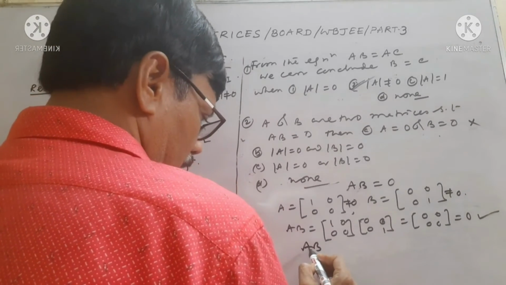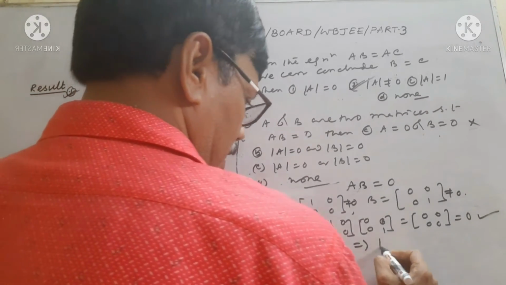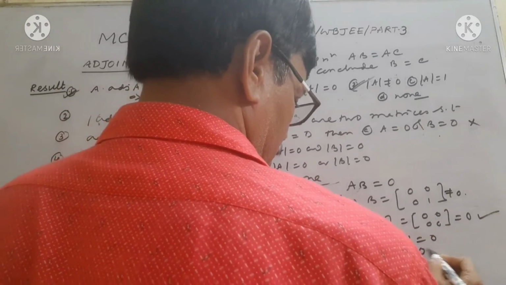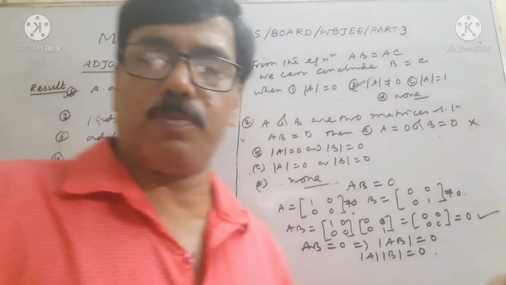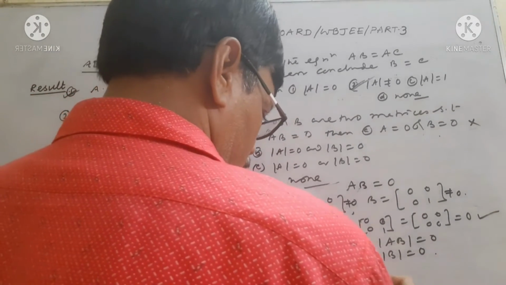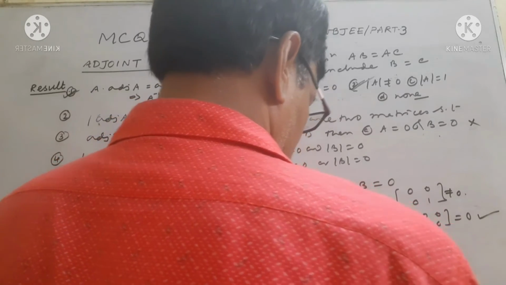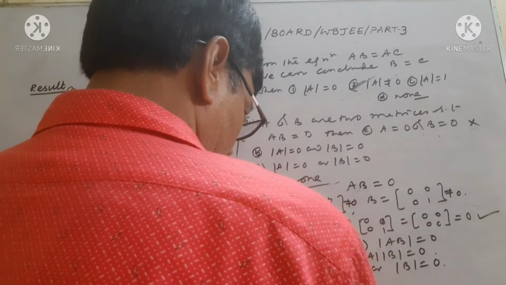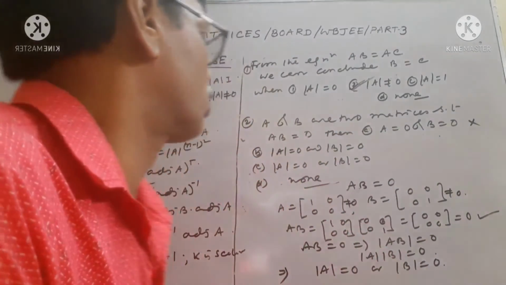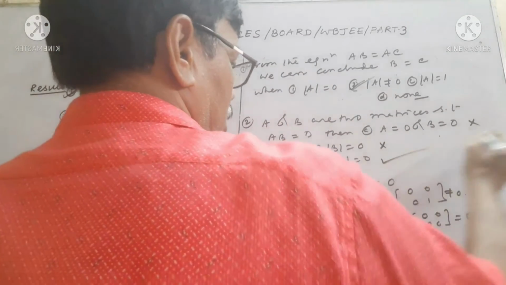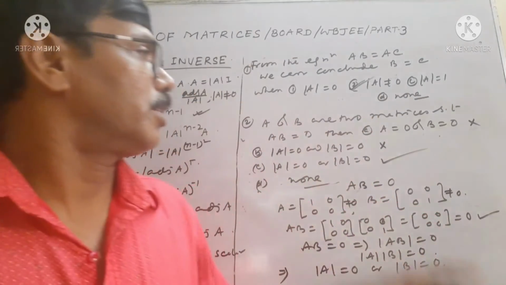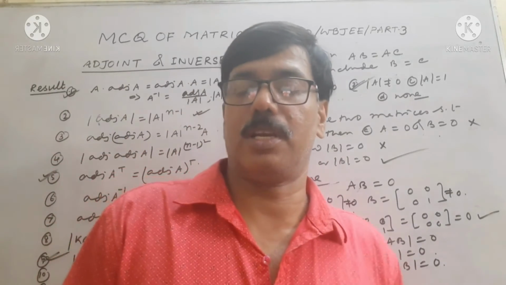Now determinant AB equals 0. Taking determinant, determinant A times determinant B equals 0. Now the product of two numbers equals 0, so either determinant A equals 0 or determinant B equals 0. It implies either A or B, not and. So A or B equals 0 is not correct. This one is the possible answer. So look, these results are most interesting also.